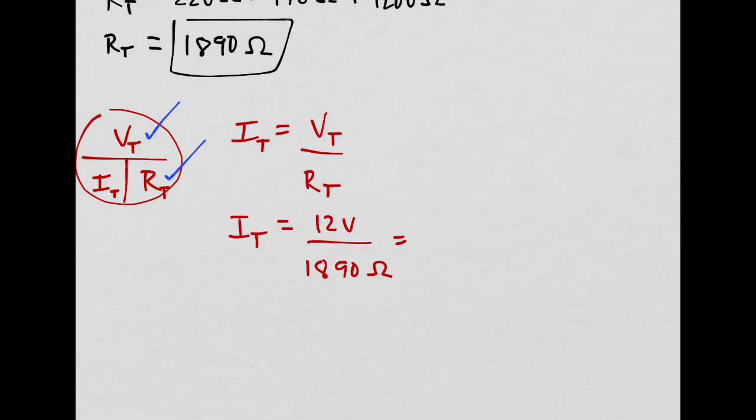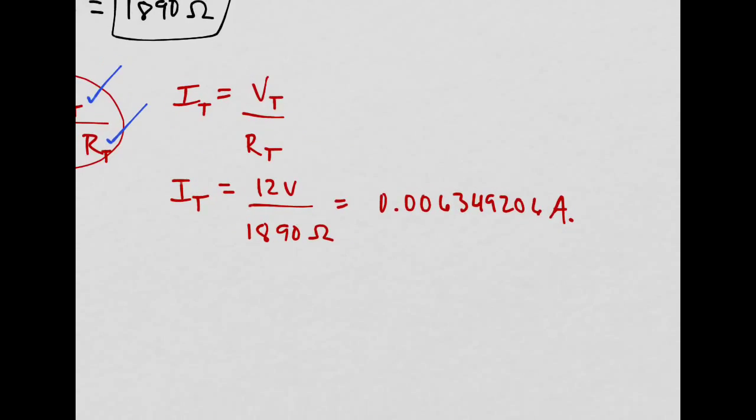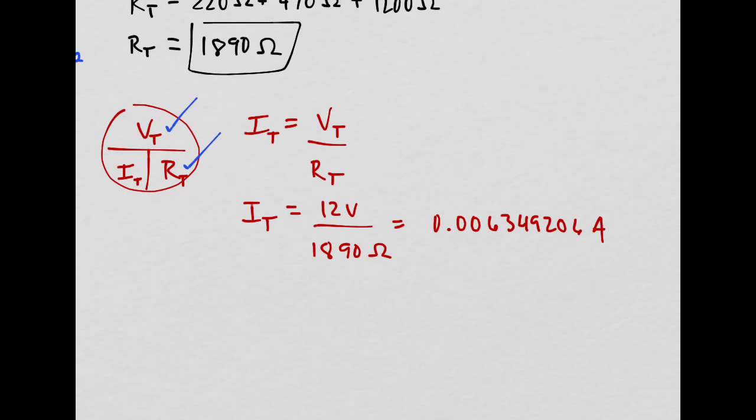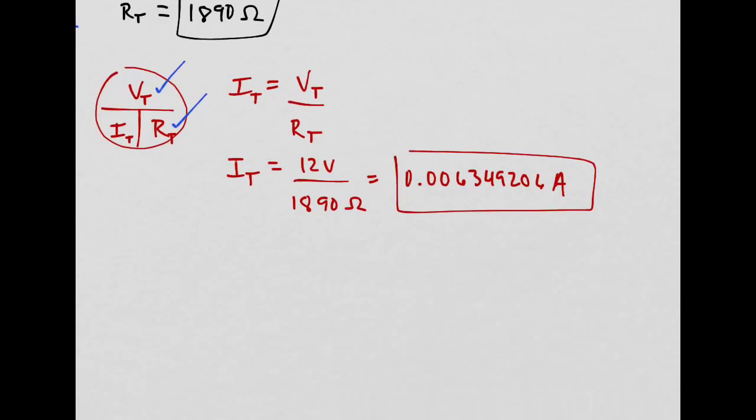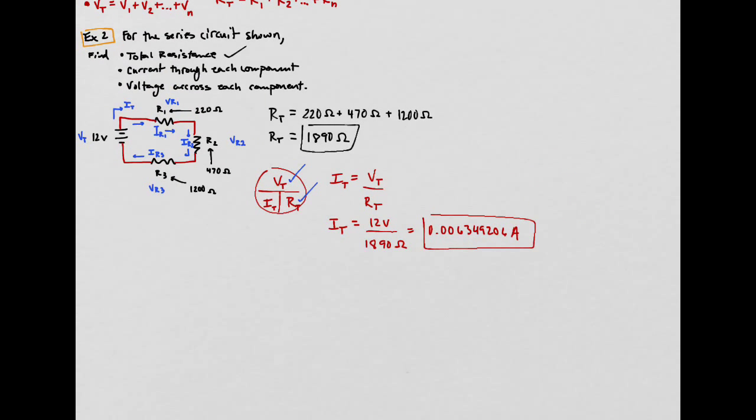So we get 0.006349206 amps. That's an amp. There we go. That's very, very small. Later on we'll use milliamps or kiloamps or whatever. So that's pretty nice.